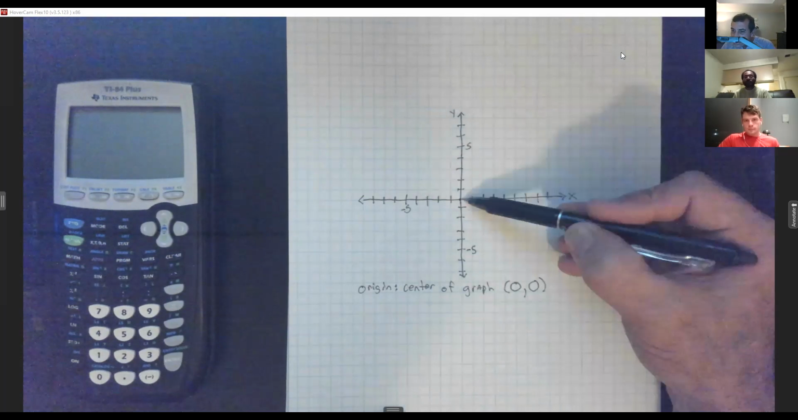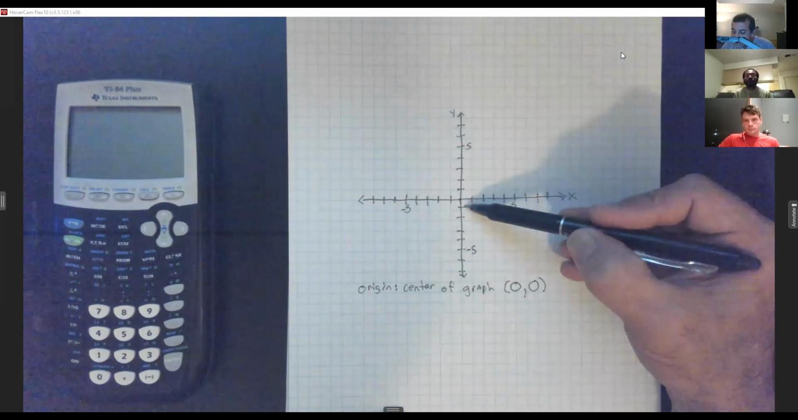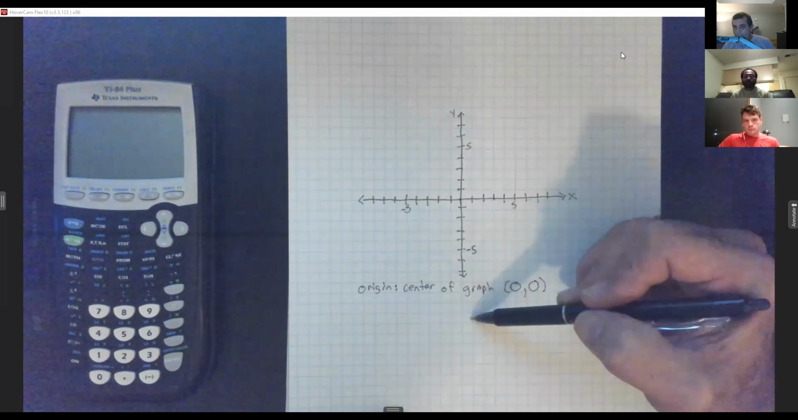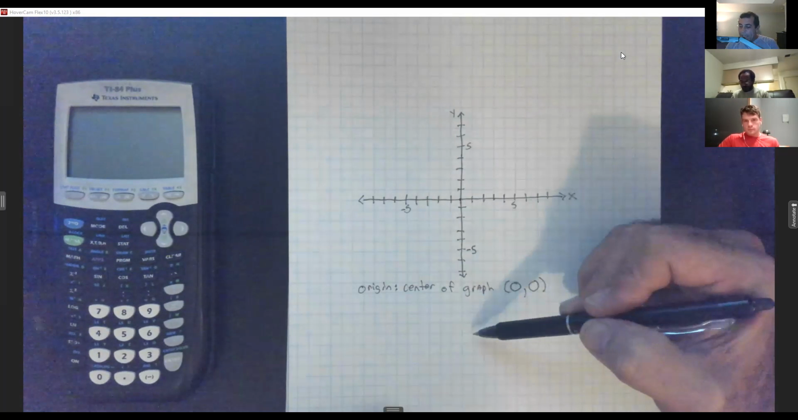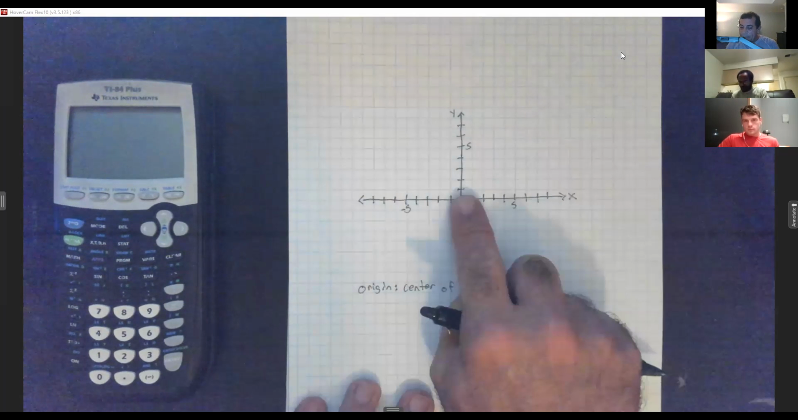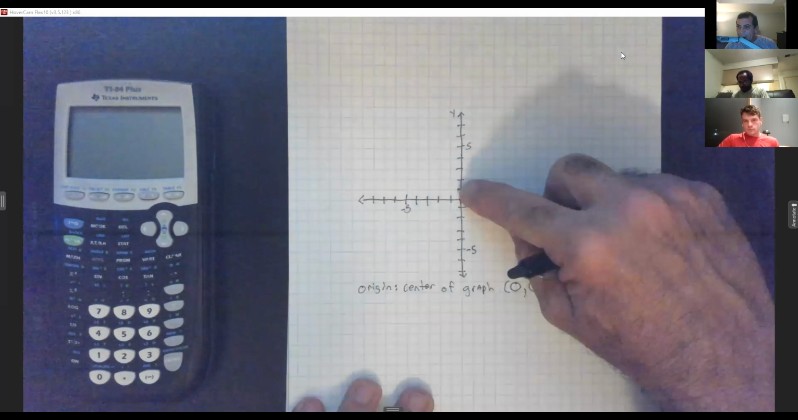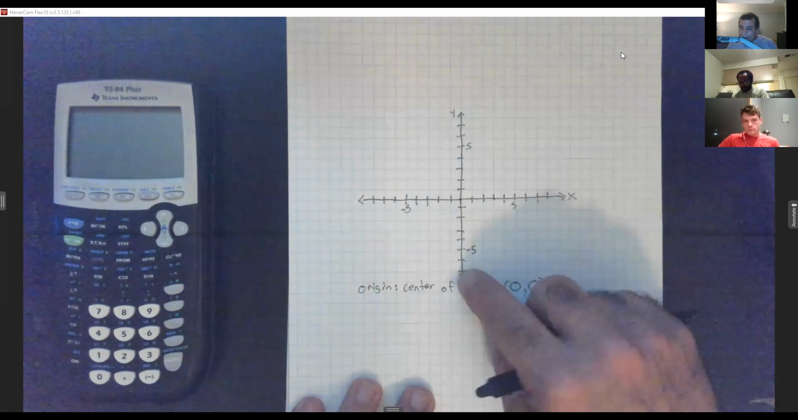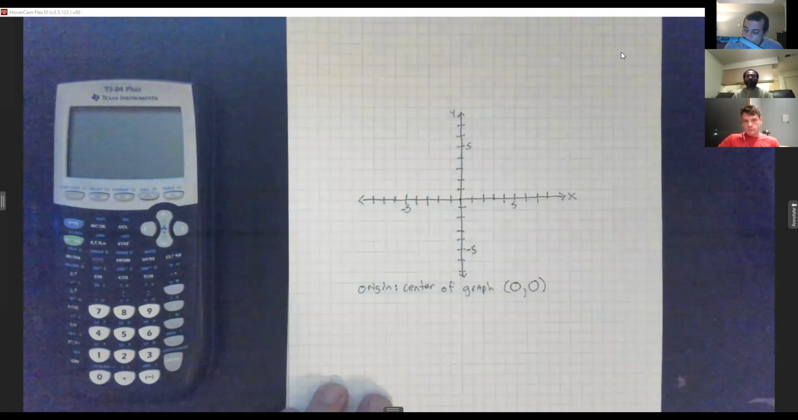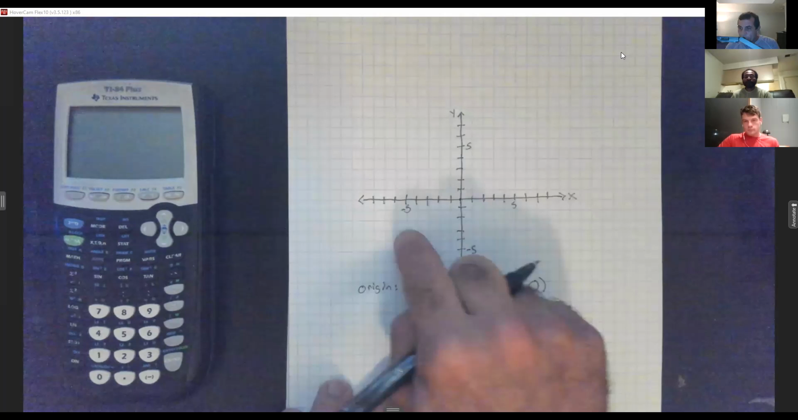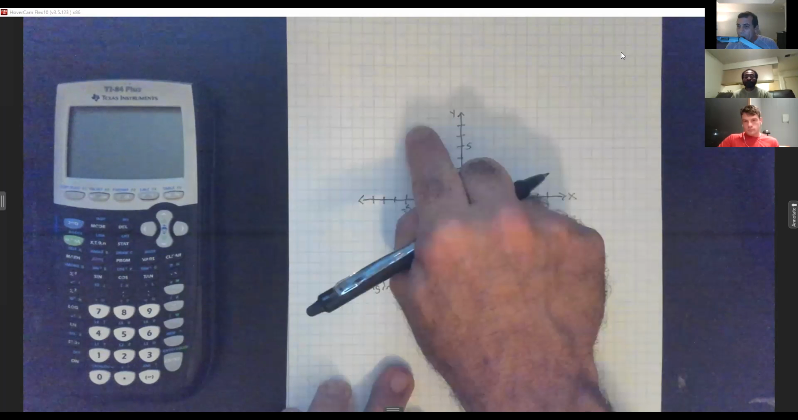Under the x-axis, these are negative values, and they keep decreasing by 1 towards negative infinity. So x-axis, right positive, left negative. Y-axis, up positive, down negative, okay? Now, technically, you got 4 quadrants, quadrant 1, quadrant 2, quadrant 3, quadrant 4.